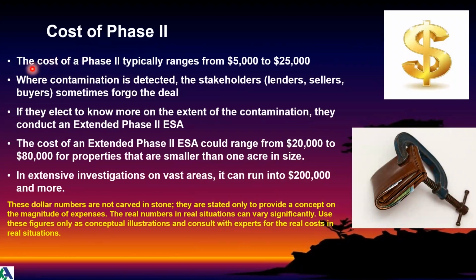So the cost of a Phase 2 typically ranges from, I would say, a minimum of $5,000 to a maximum of $25,000. I'm giving you a general range. There are exceptions. In every case, we should look into it, but this is something that you can think with, all right? It's not $1 million and it's not $10. It's a conceptual range that you can think with, anywhere from $5,000 to $25,000. That's the typical cost of a Phase 2.